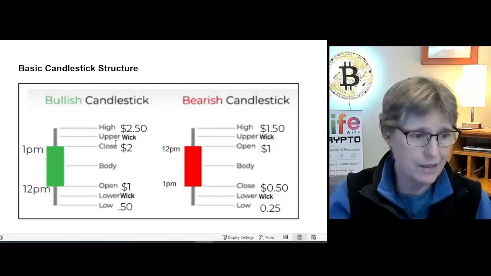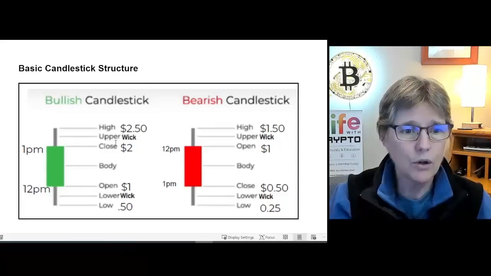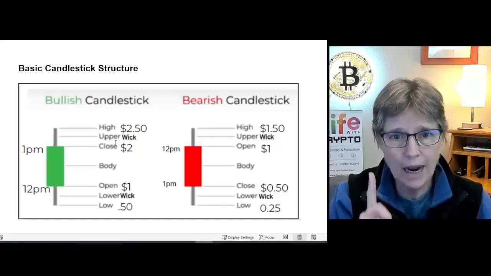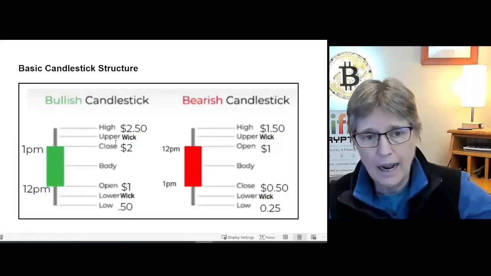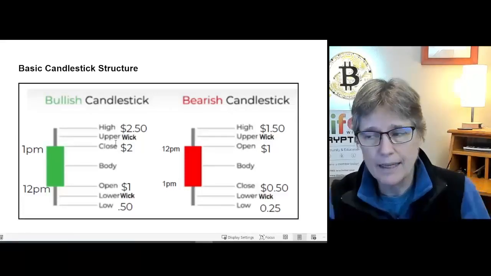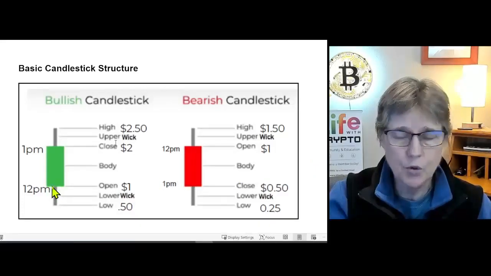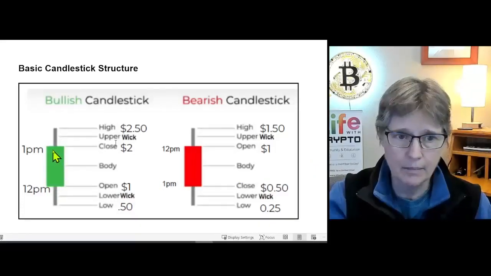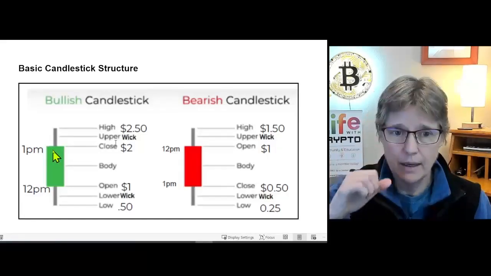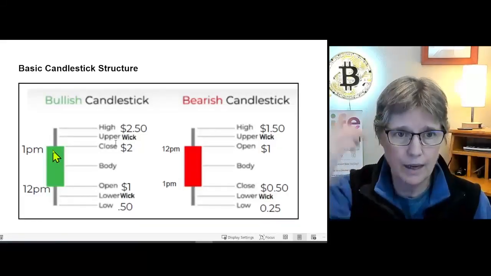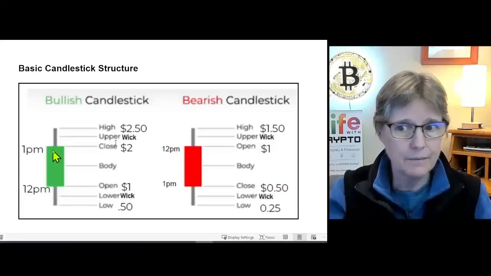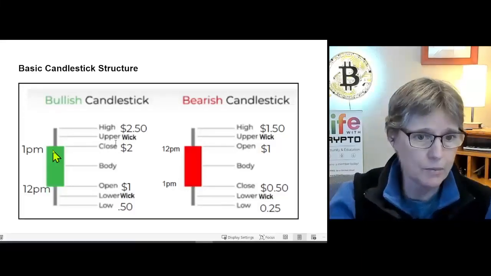To make life easy for me to teach, we are looking at 1 hour candles. I'm going to assume that the candle on the screen started at 12 noon and ended at 1 p.m., because a candle represents an open and a close, a high and a low. So you've got to decide the time period, and we're going to assume it's an hour.